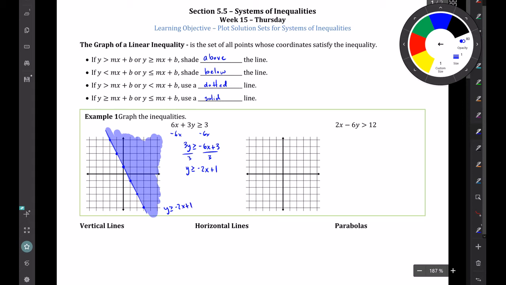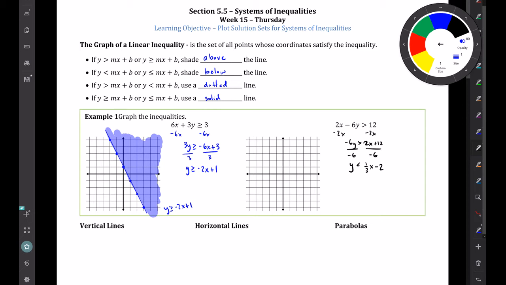Okay, now in the next example we have a strict inequality. And I'm going to start by solving for y, so I'll subtract 2x over. And I'll be left with negative 6y is greater than negative 2x plus 12. I'm going to divide both sides by negative 6. And hopefully you're all screaming that you should change the direction of the inequality when you divide by a negative number, or when you multiply by a negative number. So this should give me y is less than 1/3 x minus 2.